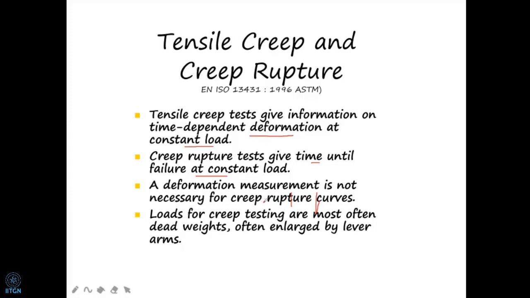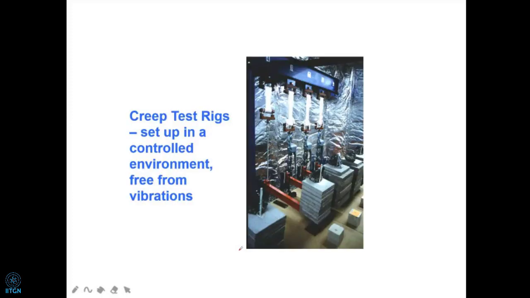We are going to apply the creep load using dead weights, sometimes enlarged by a lever arm, exactly like in a consolidation test. There's not much difference. In the case of a creep curve, we are going to measure the creep deformation. In creep rupture, we are just finding out the time available. In the case of creep curves, we find the deformation versus time at a given creep load, which is a percentage of the tensile strength of the material. So this is how it's done.